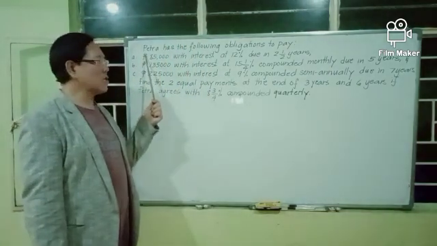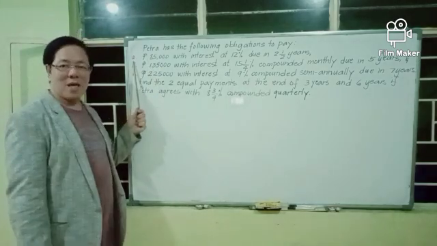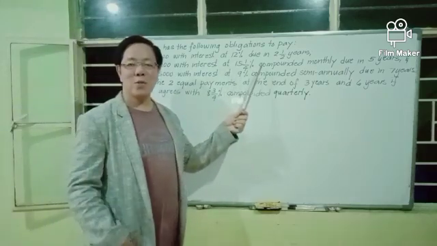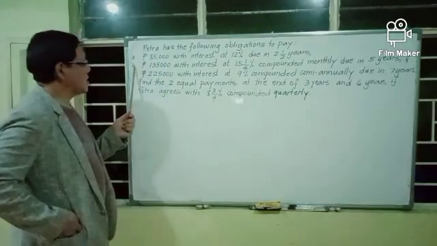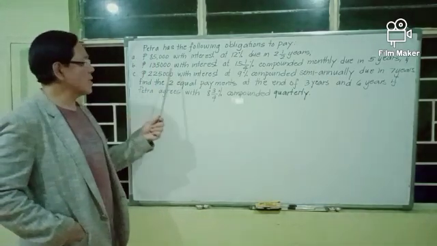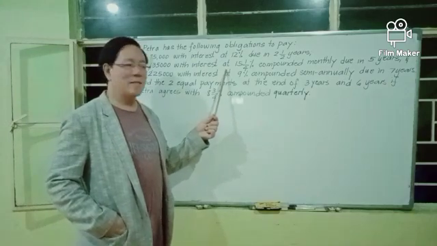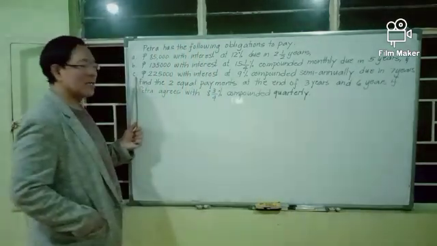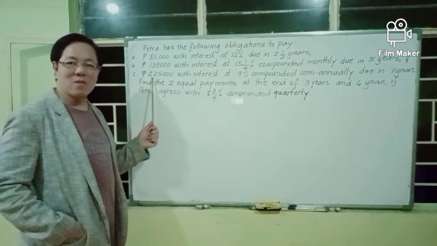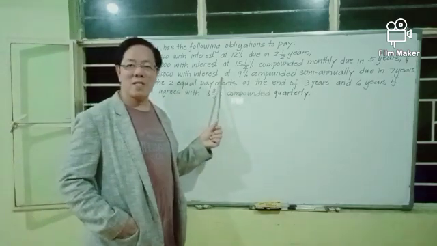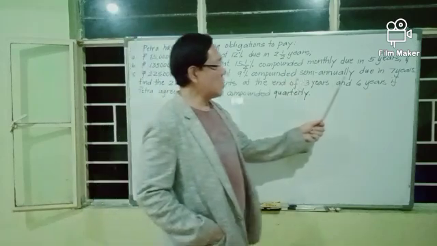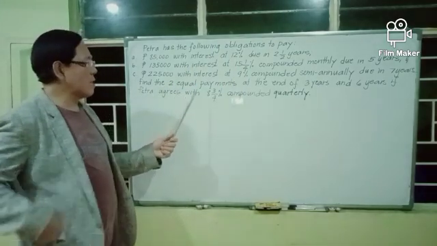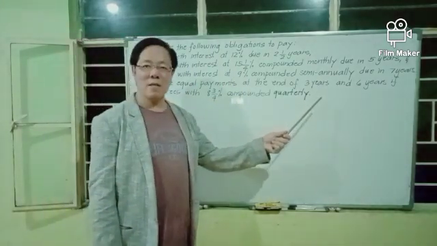Petra has the following obligations to pay. Letter A, 85,000 pesos with interest at 12% due in 2.5 years. Letter B, 135,000 pesos with interest at 15 and 1/4% compounded monthly due in 5 years. And letter C, 225,000 pesos with interest at 9% compounded semi-annually due in 7 years. Find the two equal payments at the end of 3 years and 6 years.